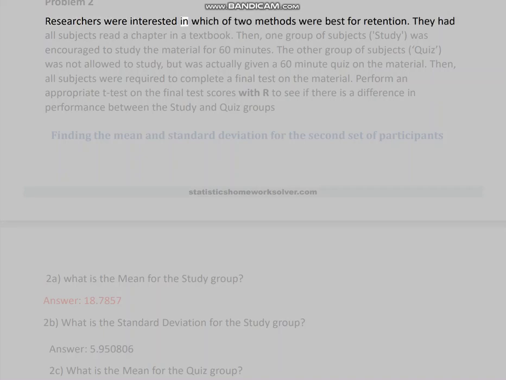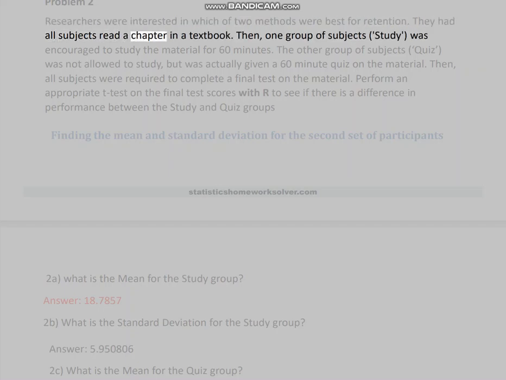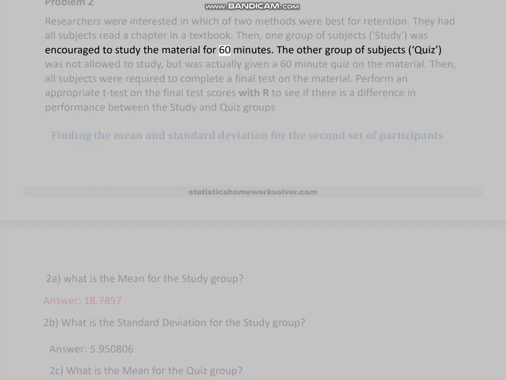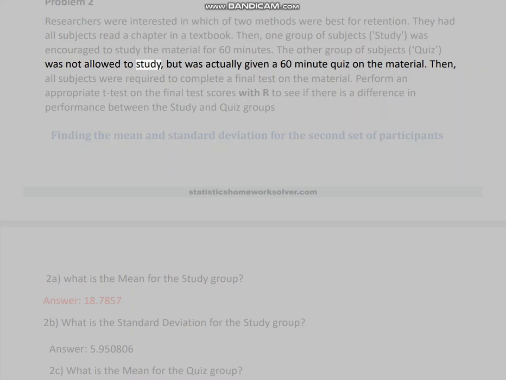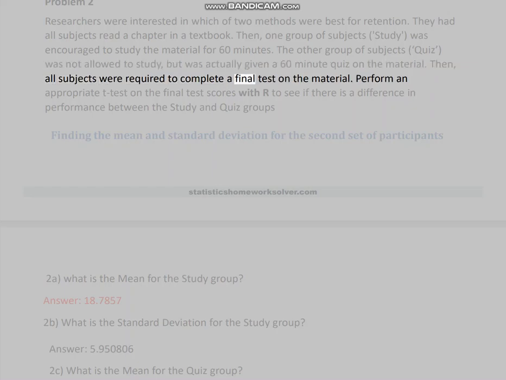Problem 2. Researchers were interested in which of 2 methods were best for retention. They had all subjects read a chapter in a textbook. Then, one group of subjects, study, was encouraged to study the material for 60 minutes. The other group of subjects, quiz, was not allowed to study, but was actually given a 60-minute quiz on the material. Then, all subjects were required to complete a final test on the material. Perform an appropriate t-test on the final test scores with R to see if there is a difference in performance between the study and quiz groups.